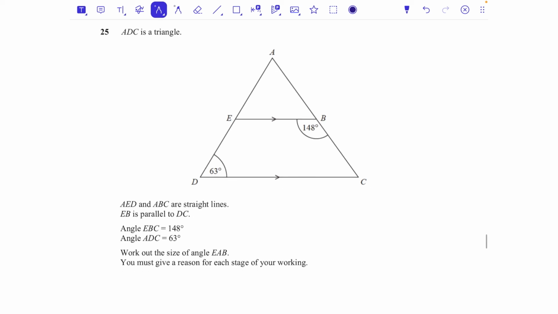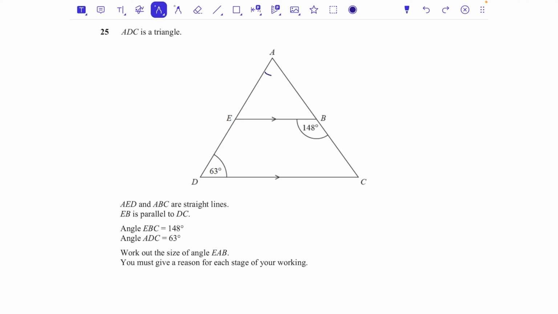Question number 25. ADC is a triangle. AED, so that's this line here, is a straight line. And ABC is a straight line, that's that one there. EB is parallel to DC, we can see that from the little arrows. Angle EBC is 148, which is labelled on there for us. And angle ADC is 63. Work out the size of angle EAB.